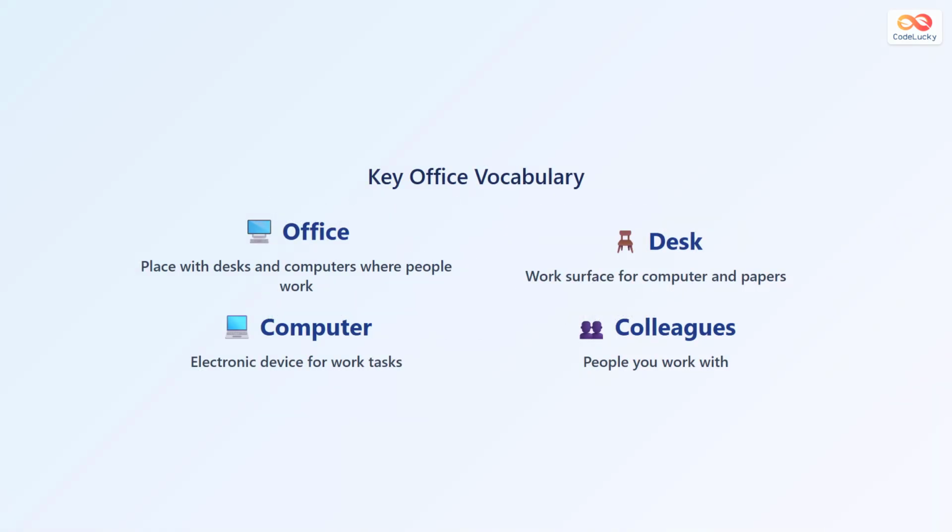The office is a place where people work, often seated at desks with computers. A desk is a table where you do your work, and the computer is the electronic device used to complete tasks. Colleagues are the people you work with every day.